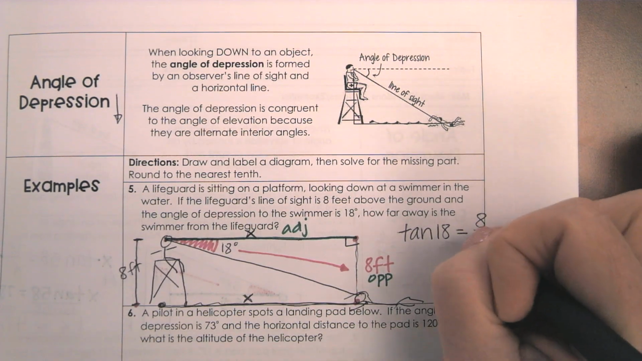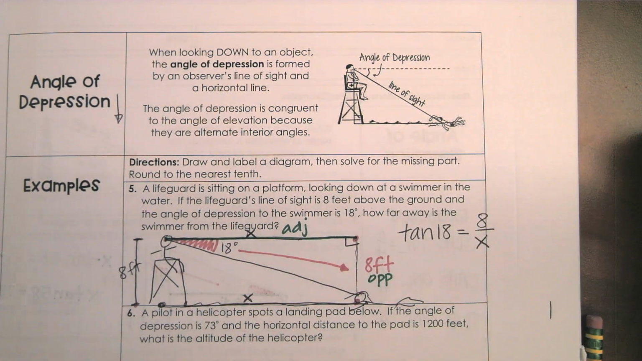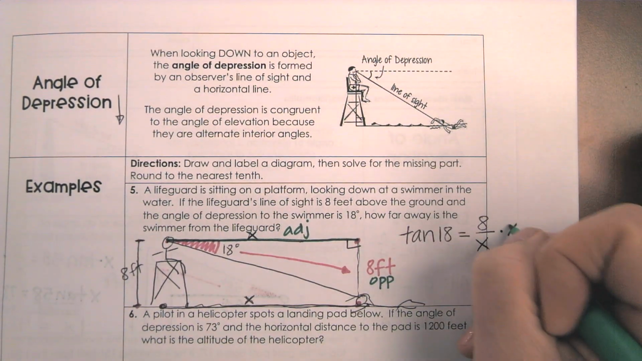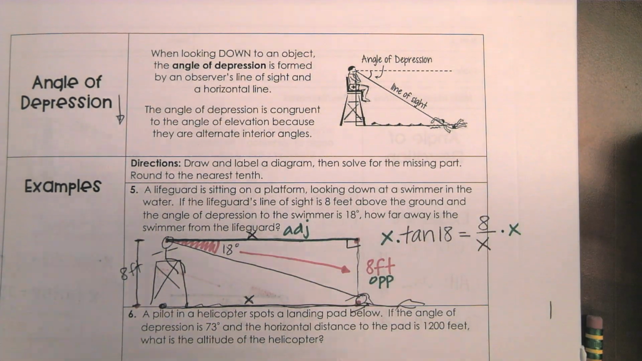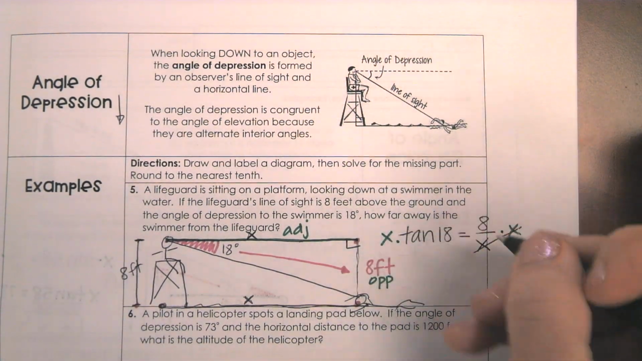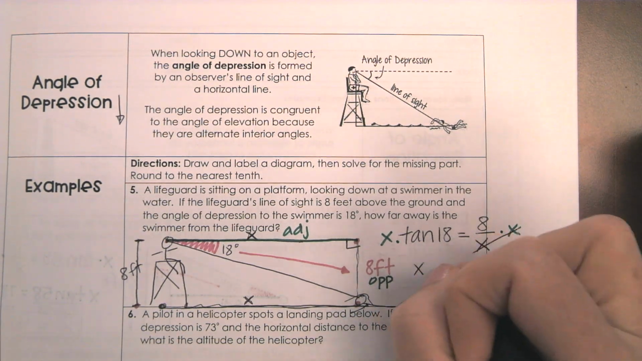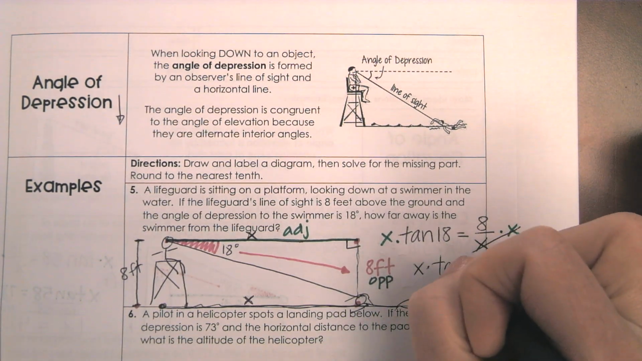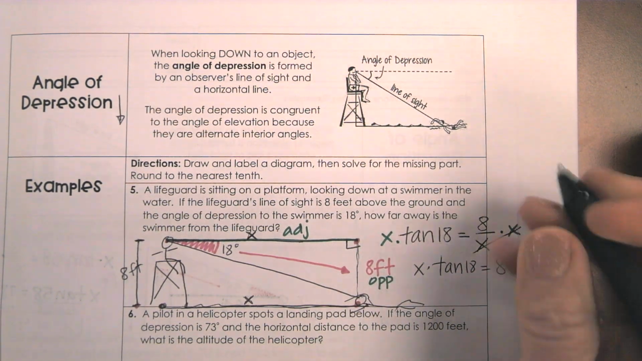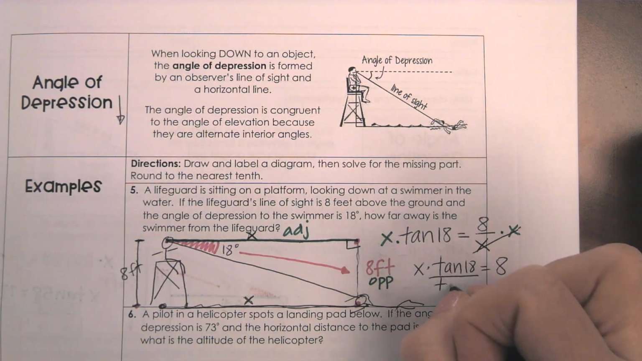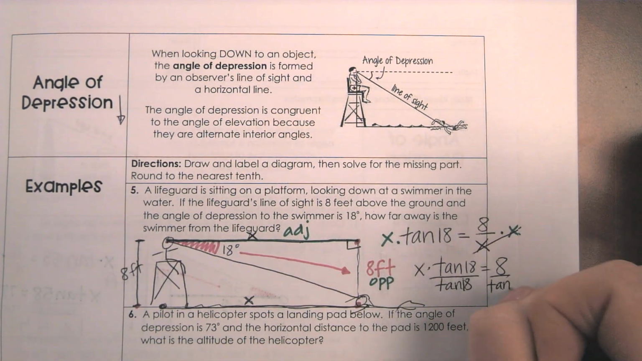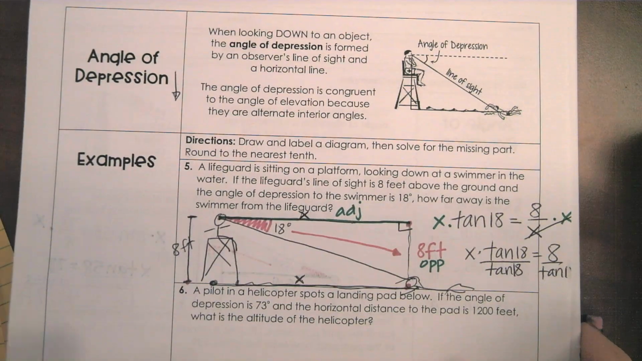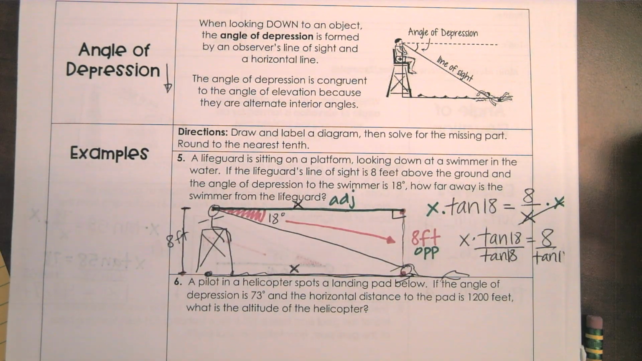Now we're going to use very similar steps as last time. I am going to multiply both sides by x. And these cancel out. And so now I have x times tangent of 18 is equal to 8. I need to divide both sides by tangent 18. And oops, I ran off the paper. I'm going to go ahead and use my phone for this. Here we go, tip it sideways.